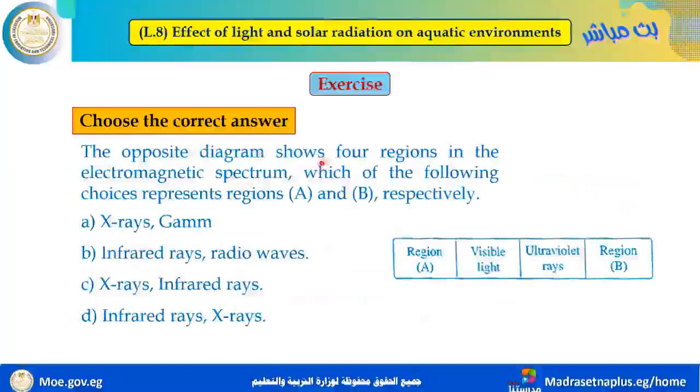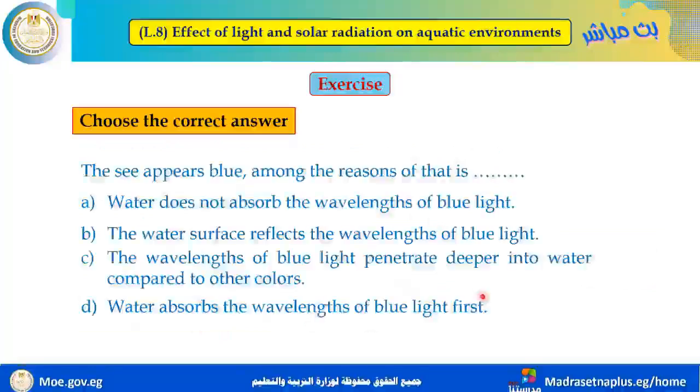The opposite diagram shows four regions in the electromagnetic spectrum. Which of the following choices represent region A and B respectively? First one, X-rays, gamma; infrared rays, radio waves; X-rays, infrared rays; infrared rays and X-rays. Yes, that's right. Infrared will be region A, and X-ray will be region B. That's right. Another question.